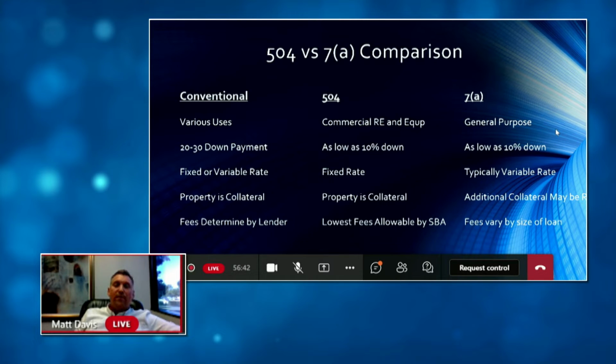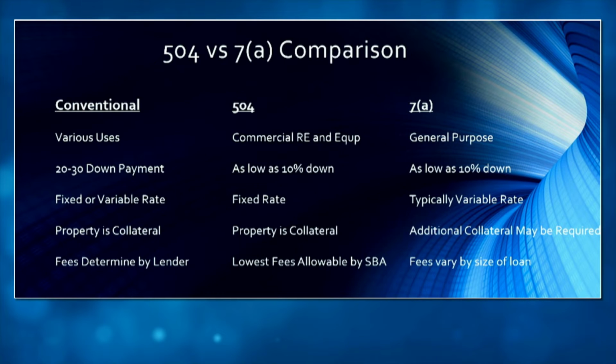Conventional project property, let's use real estate as an example. Predominantly, the project property is going to be the sole collateral taken. Same with 504. On the 7A side of things, it's take all available collateral. And so typically the collateral requirement on a 7A, even if it's used for commercial real estate, is going to be a bit more arduous. But that may suit purposes if you look to flip the property at some point. Fees are determined by the lender on a conventional side, lowest fees allowable by SBA on the 504 side, and then fees on the 7A side are predicated on the size of the loan.